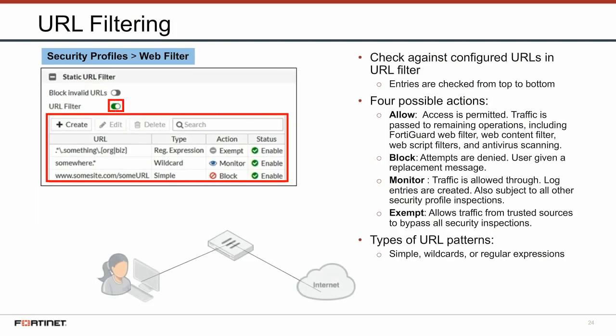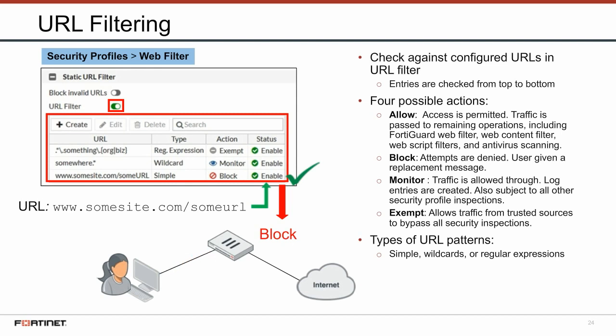Static URL filtering is another web filter feature. Configured URLs in the URL filter are checked against the visited websites. If a match is found, the configured action is taken. URL filtering has the same patterns as static domain filtering: simple, wildcard, and regular expressions.